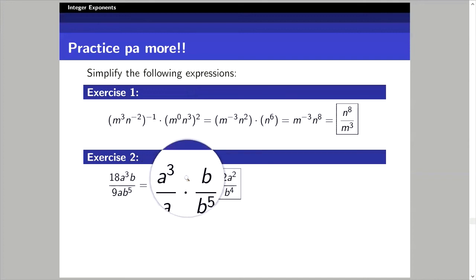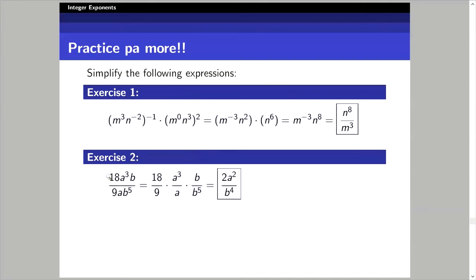Yeah? If you're good enough, you can simply jump from this, from the given to the final answer. Kasi madali lang naman, right? 18 divided by 9 is 2, right? A squared divided by A. Diba? Nandito naman yung mas malaking A. So dito nyo ilalagay yung A squared sa taas, diba? And for the B's, andito naman yung mas malaking B. So nasa baba, and then you subtract the exponent, you have B raised to 4 sa baba. Okay? Kapag expert na kayo, kayang-kaya nyo na to.